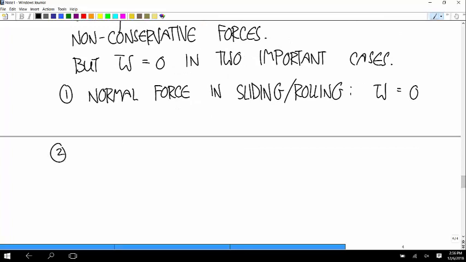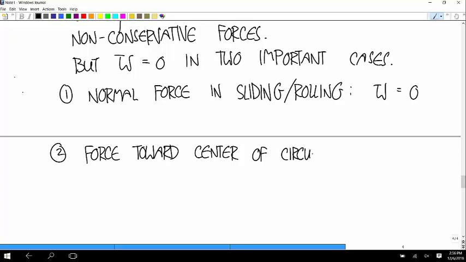The second one doesn't come up as often; normal force comes up all the time. This one isn't as common, but any centripetal force, so any force toward the center of a circular motion, work is equal to 0.